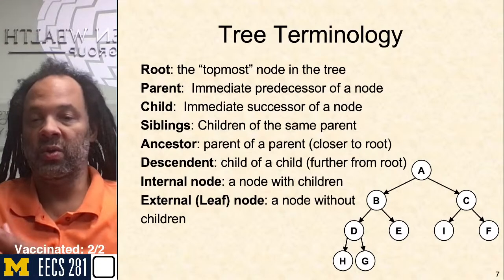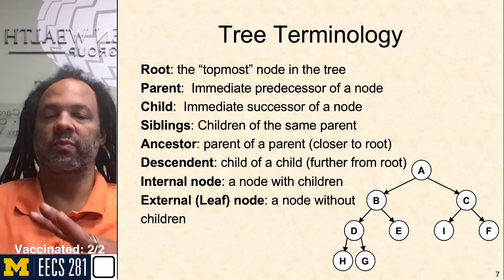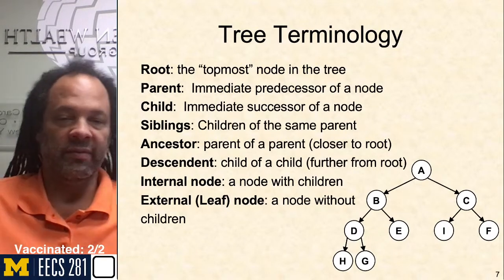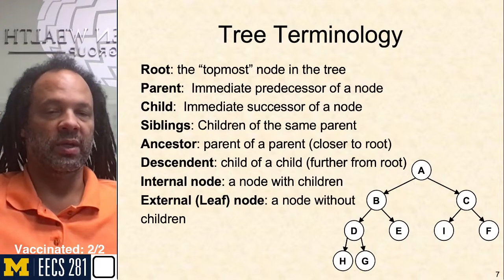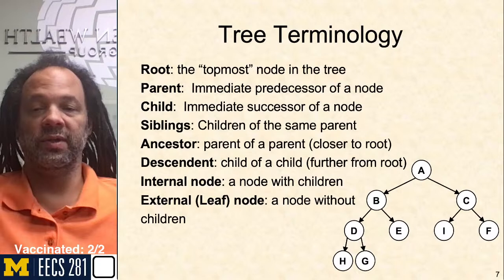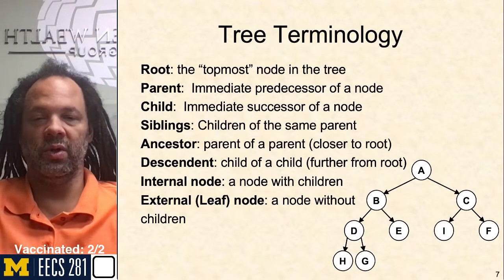There's either internal nodes, which have one or more children, or external nodes which have no children whatsoever. So this tree is about evenly divided. I see 4 internal nodes, A, B, C, D, and then the rest of those are external nodes. We also call those leaf nodes. Leaf nodes are external nodes, a node without children.